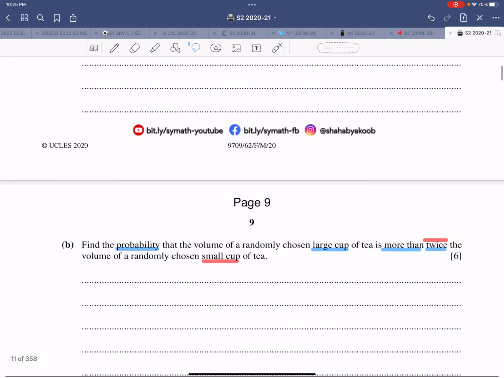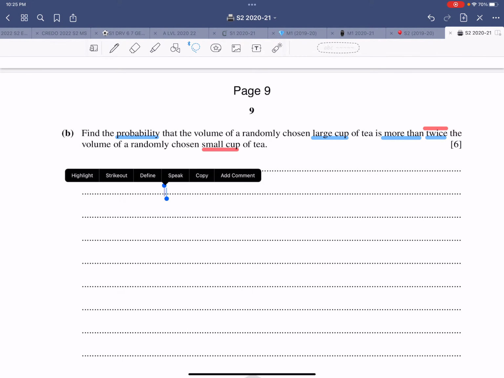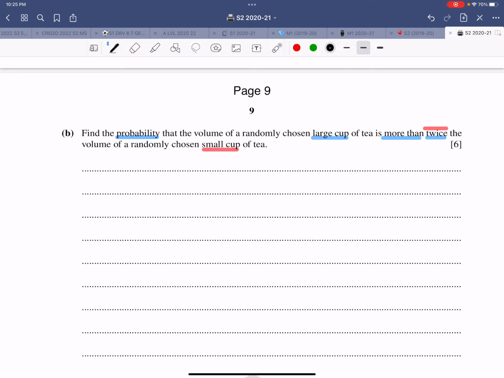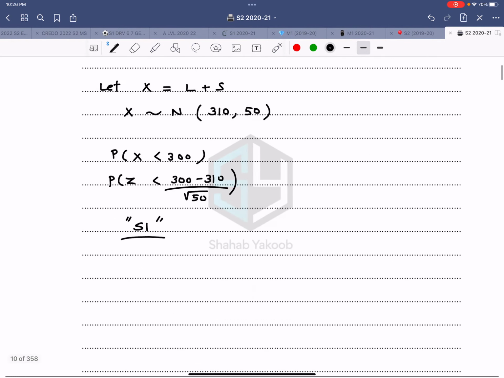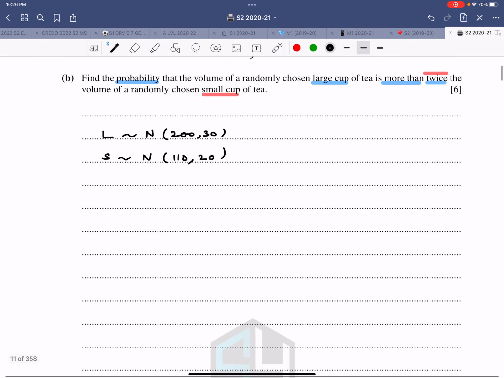And this comes over here. I don't know, there's some problem with this copying thing. L follows a normal distribution, so that is 200, 30, and S follows a normal distribution, 110, 20. Is that so? Yeah. So now it says large is more than twice small cup. So 2S follows a normal distribution. That's 2 times 110 and 2 squared times 20.